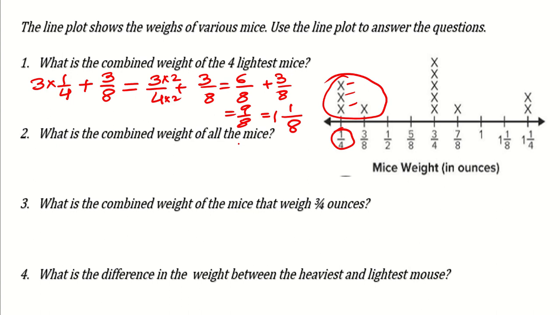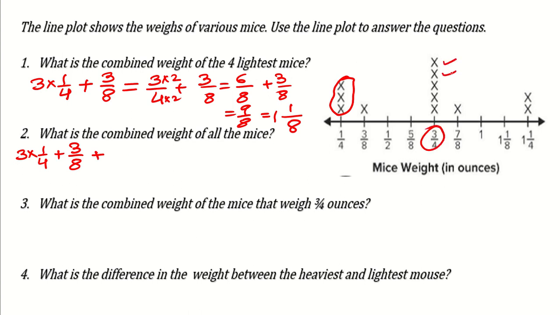Now, what is the combined weight of all the mice? So what we are going to do here, we'll add all these things with their frequency multiplication. So first was 3 times. See, 1 over 4 is 3 times only. So 3 multiply 1 over 4 plus 3 by 8 how many times? 1 time. So 3 by 8 only, plus 3 by 4 how many times? 1, 2, 3, 4, 5. So 5 times 3 over 4 plus 7 over 8 how many times? 1 time, plus 1 and a 1 over 4 how many times? 2 times. So 2 multiply 1 and 1 over 4.